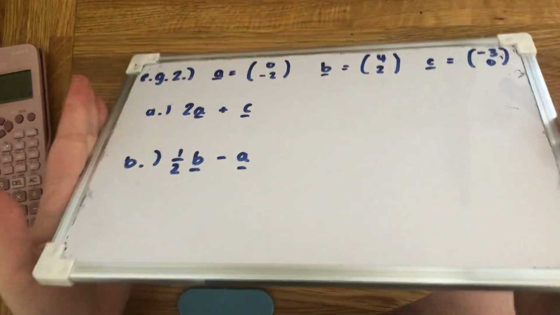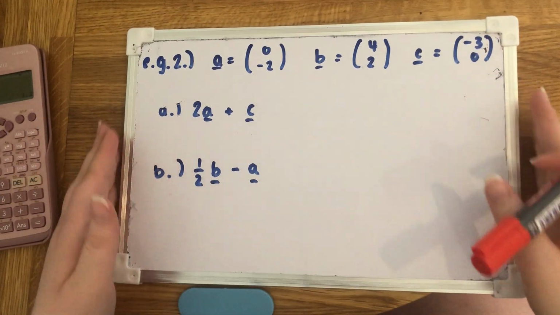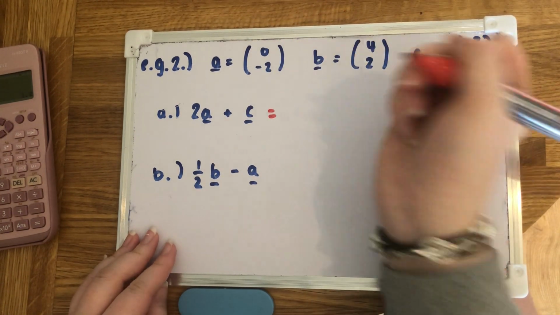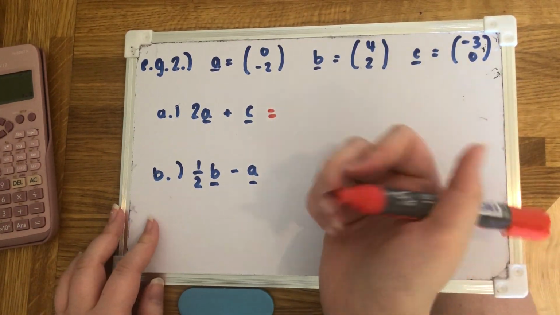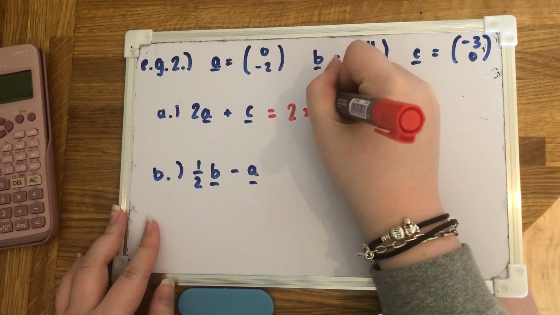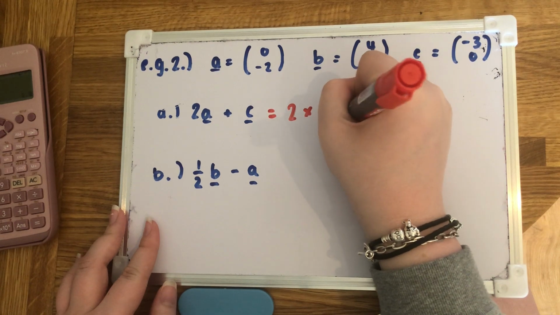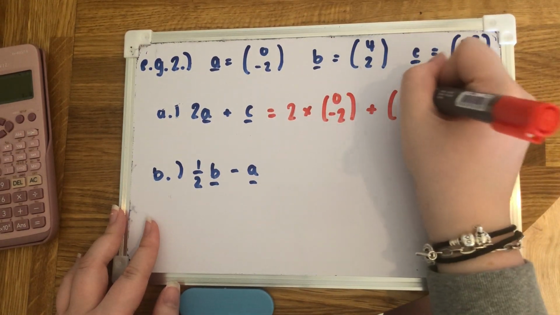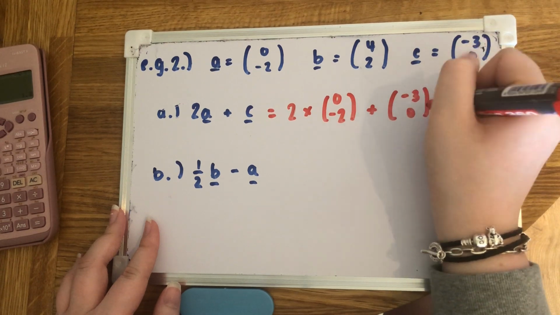I'm going to turn over. These ones are slightly a little bit harder. We've also got 3 vectors now rather than just 2. For this one, again, I'm going to write it out first. So we're going to do 2 lots of the A vector, which is 0 and -2. Then we're going to add on what the C vector is, which is -3 and 0.